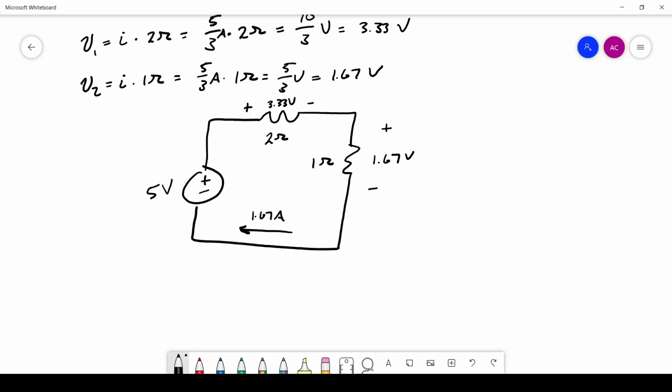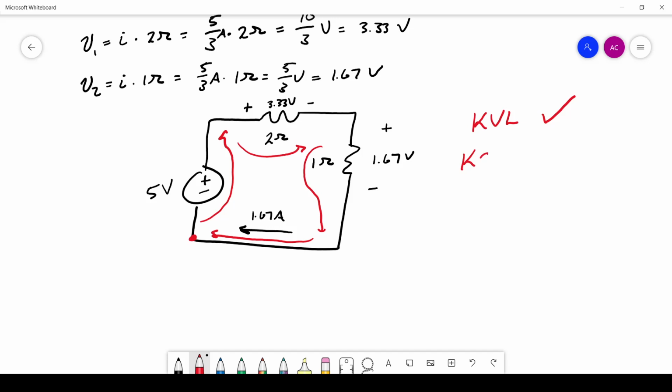Okay. So let's do a couple of checks and make sure that this answer makes sense. So first thing is going to be KVL. KVL says the sum of the voltage rises and drops around a closed loop has to be equal to 0. So if we start down here, let's say this bottom left corner, we rise by 5 volts, and then drop by 3.3 volts, drop by 1.67 volts, and get us back to the beginning. So 5 minus 3.33 minus 1.67 is 0, so KVL is satisfied.